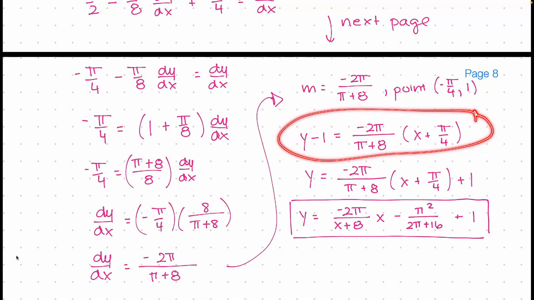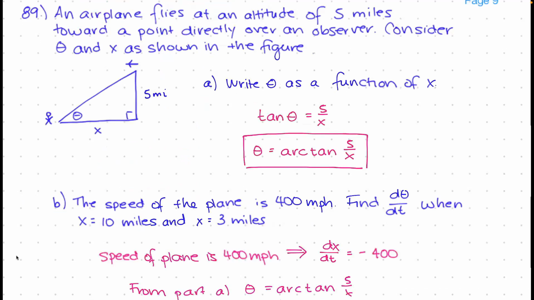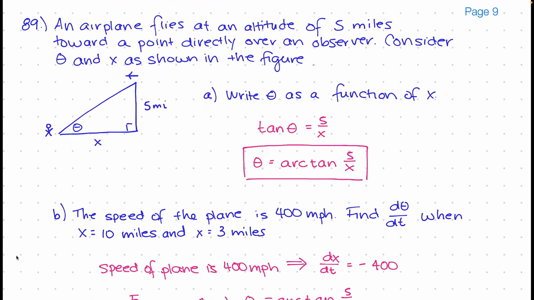Luca! 8-9? 8-9. Ooh, that's a big number. Oh my God, a word problem? Man. All right, an airplane flies at an altitude of 5 miles. So we have that. Toward a point directly over an observer. So there's the observer and there's the plane flying in that direction. Consider theta, and x is shown in the figure. So they must have given us this figure.